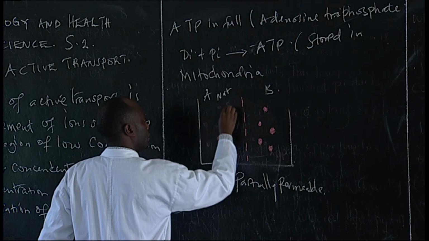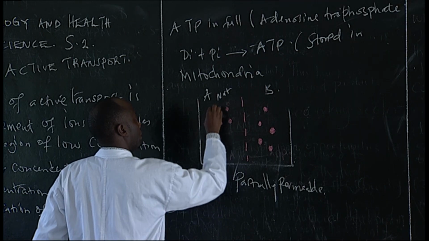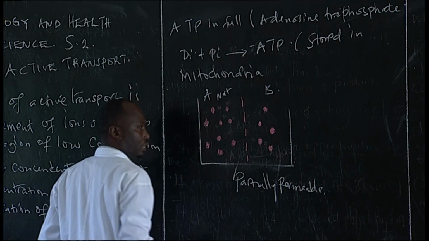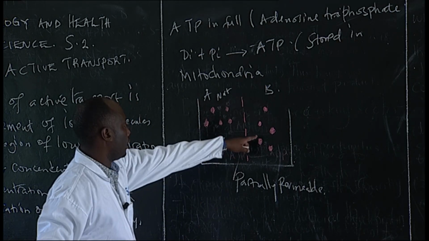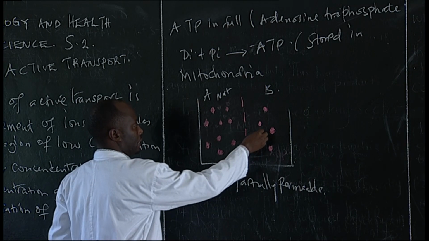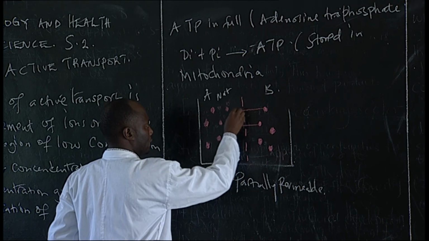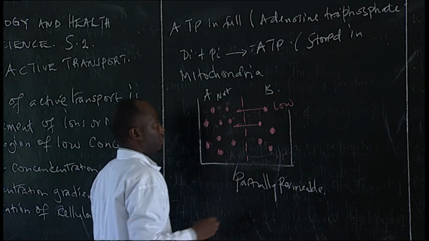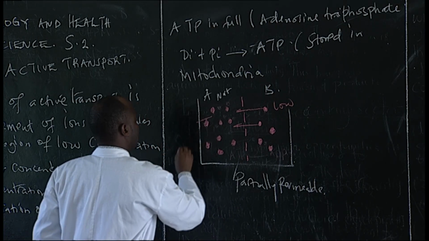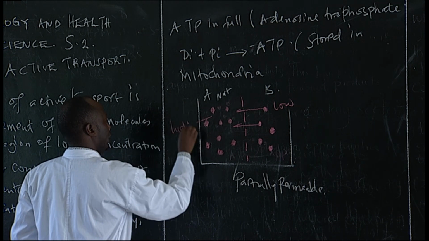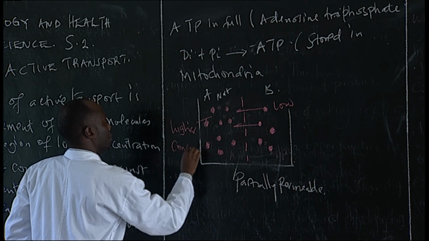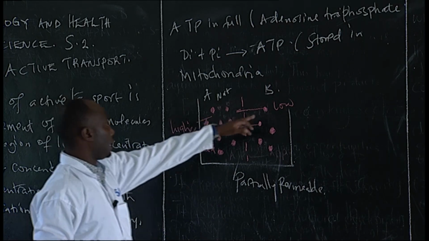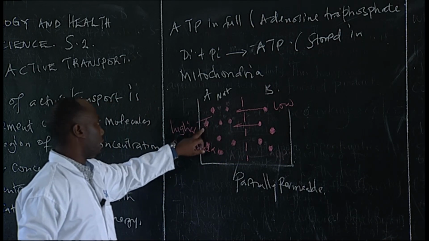There are more solutes. So you can see the molecules can move from here. They will just be moving from that side to that side. What causes these molecules to move from a lower concentrated region to a highly concentrated region? This is the lower concentrated region, this is the higher concentrated region.